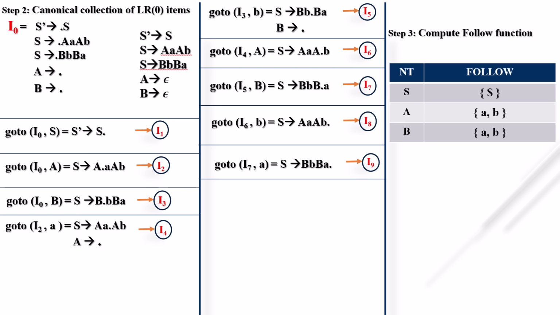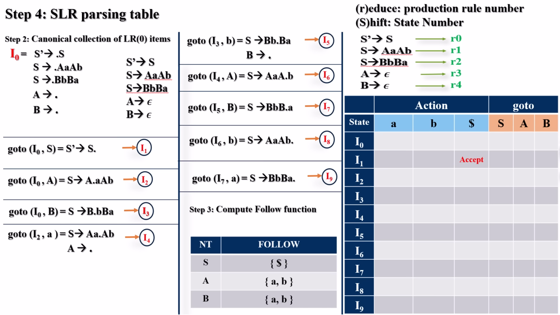Okay, so the last step will be constructing the SLR parsing table. That is somewhat difficult, but not so hard. Just see the steps. Everything we have already learned in the previous slide: step number 2, the canonical set of LR0 items, and how to compute the follow function. Now the final step, step number 4, construct the SLR parsing table.